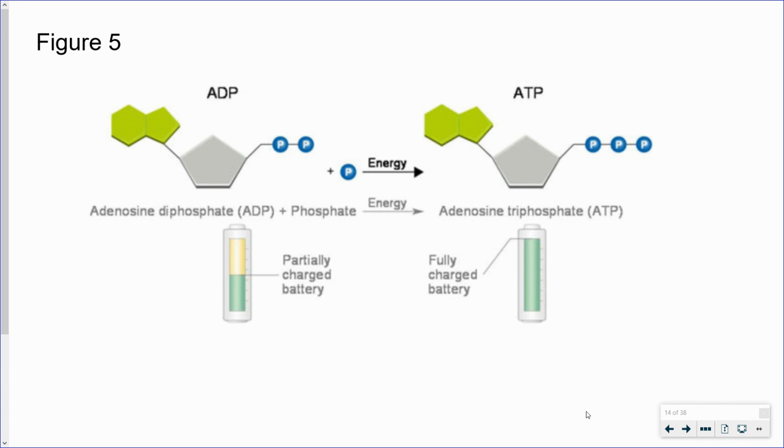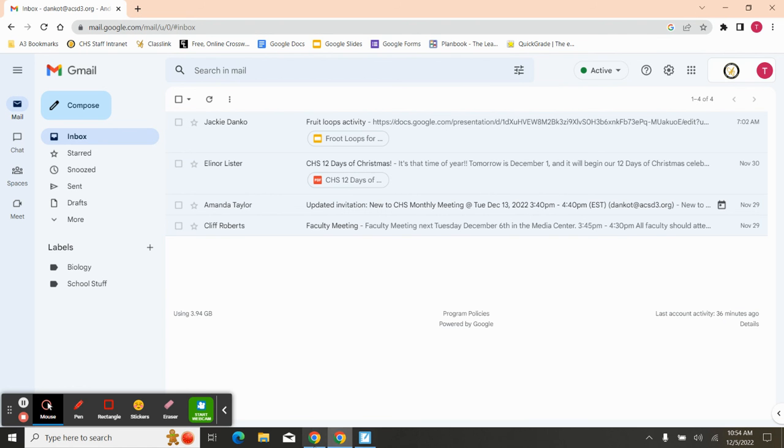We'll end with this summary image. ADP, diphosphate, has 2 phosphate groups on it. It is a low energy molecule. It is an uncharged battery. When we add a third phosphate group to it, we store energy in that bond. It becomes ATP, triphosphate, which is a fully charged energy molecule.